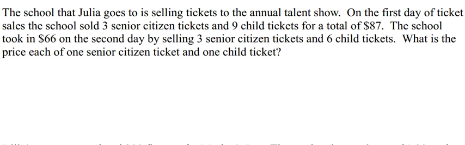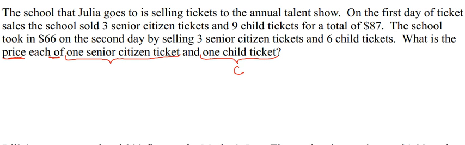It says that the school Julia goes to sells tickets for a talent show. On the first day, the school sold 3 senior citizen tickets and 9 child tickets for 87 bucks. The school took in $66 on the second day by selling 3 senior tickets and 6 child tickets. What is the price of 1 senior ticket and 1 child ticket? So those are the things we're trying to find.